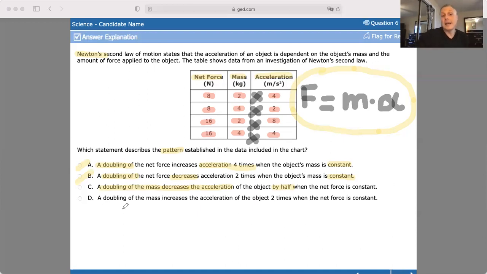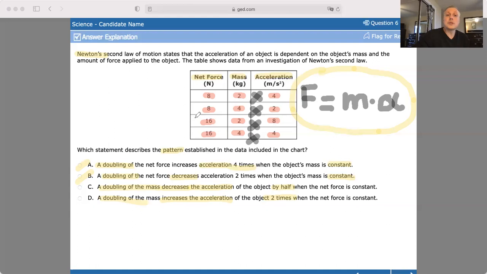So I like C. And then D says you double the mass, increases the acceleration of the object 2 times when the net force is constant, which again, if you double the mass, you're going to have a harder time accelerating that object. So that is where we're standing here. You double the mass, it would decrease the acceleration of the object by half if the force is constant.